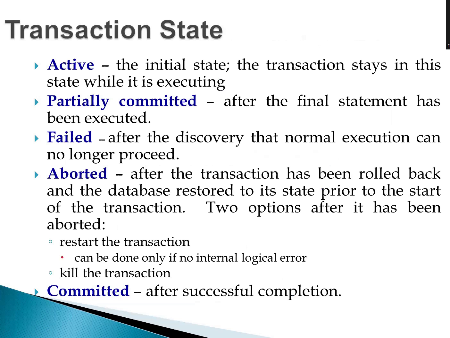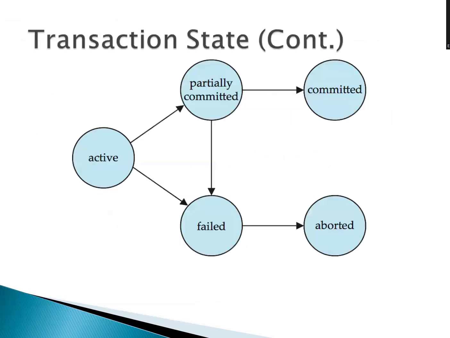And next thing is transaction states. A transaction goes through several states during its execution: initially active, and then partially committed, failed, aborted, and then committed. See this example, a state diagram of a transaction. It depicts the various states.